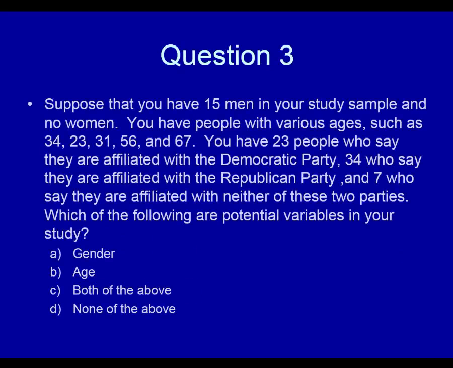Here's question 3. Look it over. Remember that a variable must vary. If something does not vary, it is not a variable. No matter whether it's a potential variable or not, if it did not vary in your data, it is not a variable. All of your study subjects here are men, so you have no variance on gender. Thus, gender cannot be a variable in your study. However, you have variance on age, so age can be a variable. So your answer here is B.